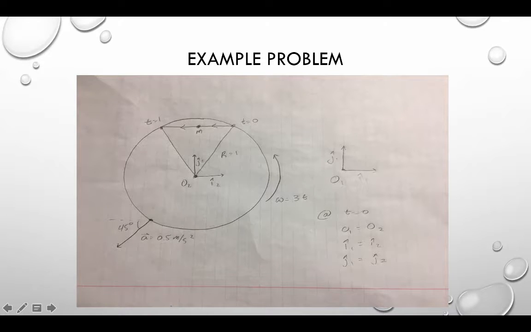Let's take this example problem. Here we have a disk spinning at omega equals 3t, accelerating 0.5 meters per second squared at 45 degrees south of west, with O2 as its center point and radius of 1 meter. We also have a mass called m sliding across the disk in 1 second, as seen at the top of the screen. Let's treat R1 as an inertial frame fixed in the page, with reference point O1 and basis I1, J1. Then we have R2 as the frame that is rotating and accelerating along with the disk, with reference point O2 and basis I2 and J2. At time equals 0, O1 equals O2, I1 equals I2, and J1 equals J2.